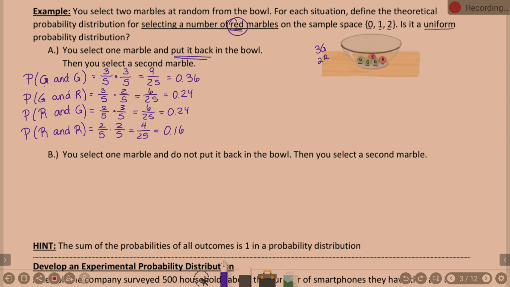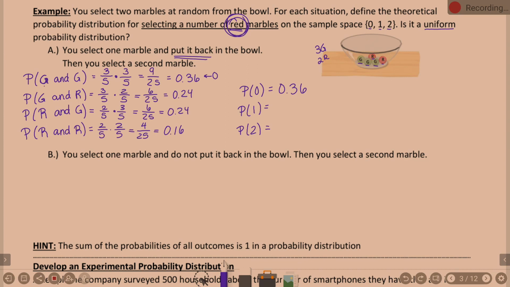We want the sample space for 0, 1, and 2. So probability of 0, 1, and 2. Keep in mind, we're talking red here, right? So when we say probability of 0, that's going to mean 0 reds. Which options involve 0 reds? And that's this one right here, the 0.36, because it was green and green. Okay, what are my options? There you go, there's your 0.